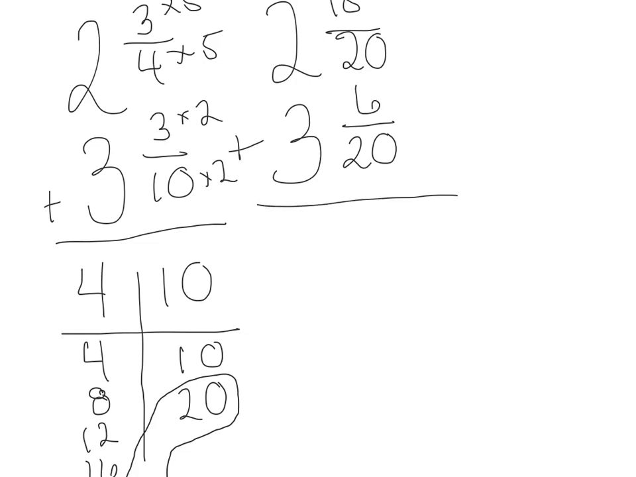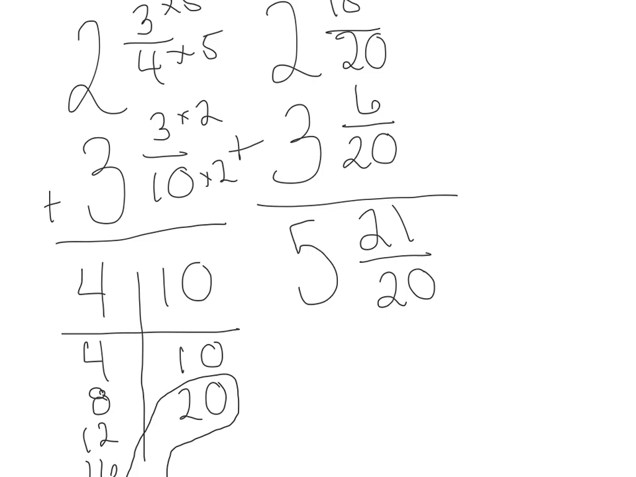Now I am ready to add my fractions and then my two whole numbers. So 15/20 plus 6/20 will give me 21/20. And 2 plus 3 is 5.